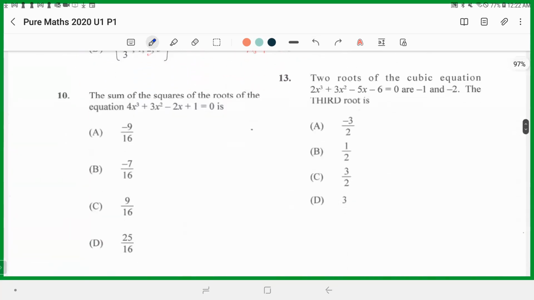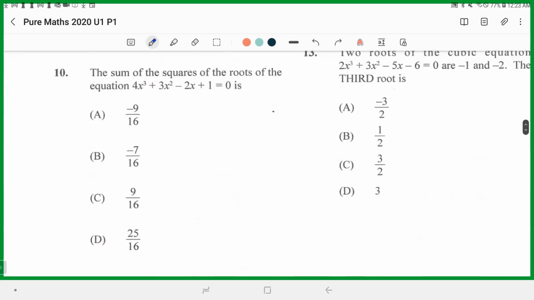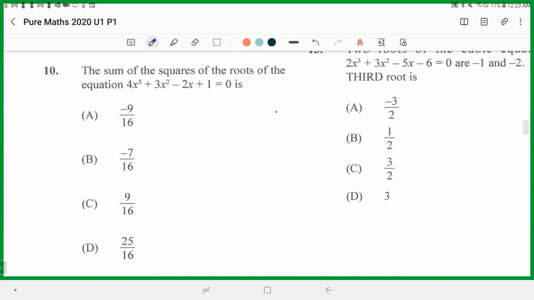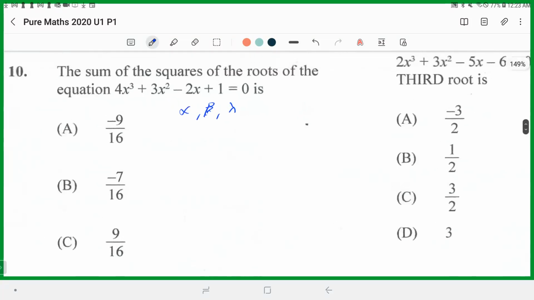All right. Next one. This one says sum of the squares of the roots of the equation. So we call the roots alpha, beta, gamma. All right, so alpha, beta, and lambda, that's the lambda, no matter. What sum of the squares? What are they asking us for? They're asking us for alpha squared plus beta squared plus lambda squared.